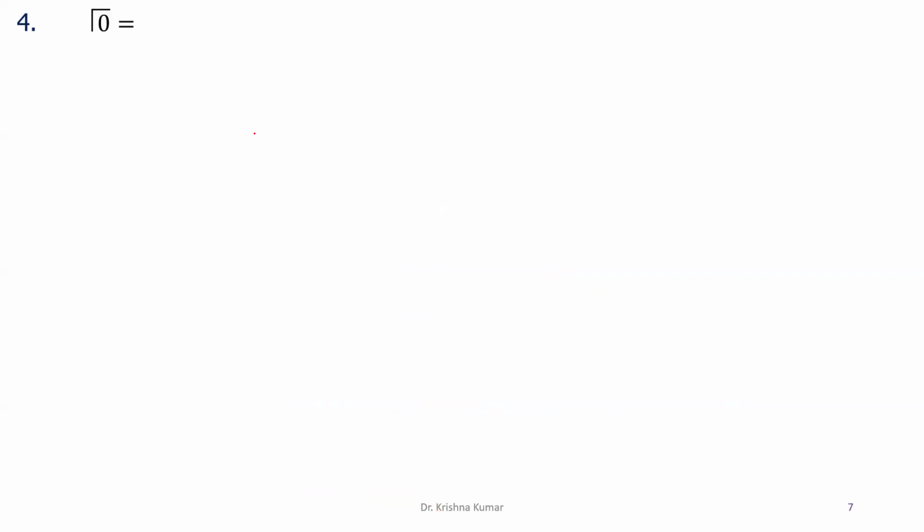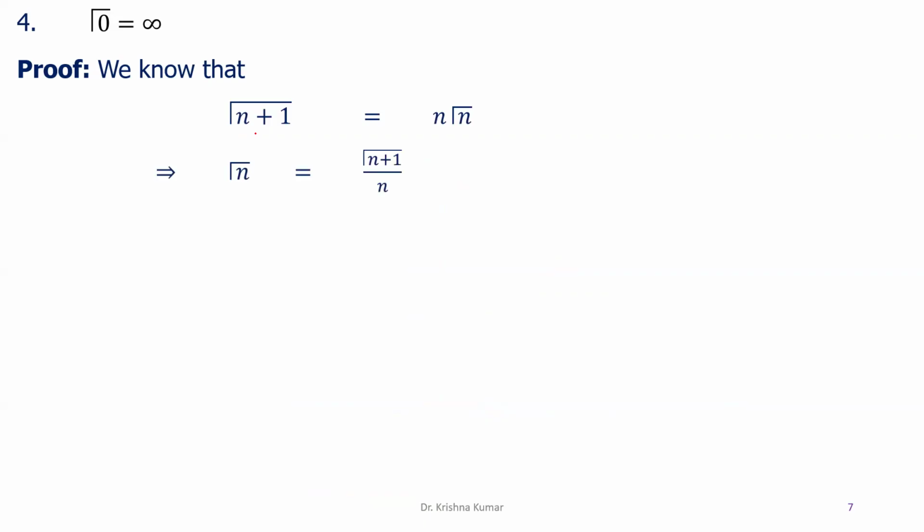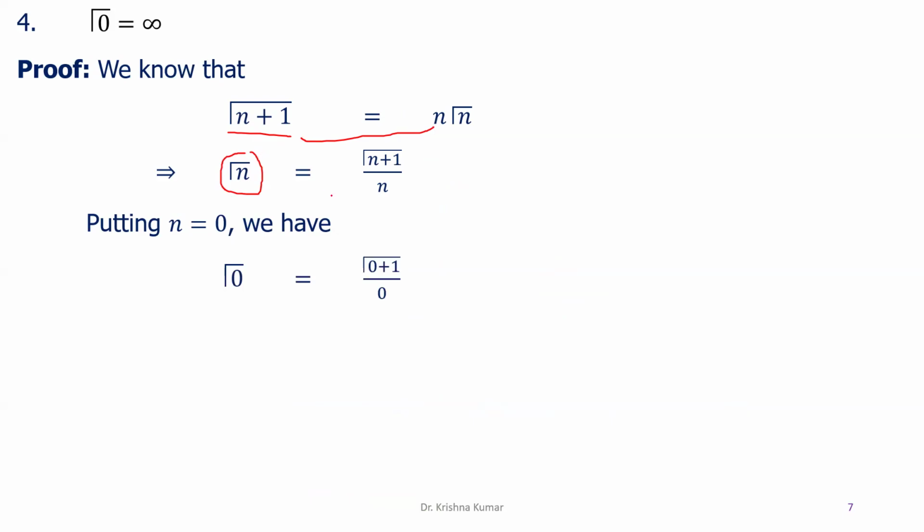Property number 4, gamma of 0 is equal to infinity. So let us try to prove this one. We know that gamma n plus 1 is equal to n gamma n. So gamma n is equal to gamma n plus 1 upon n. Now let us put n equal to 0. Then the left hand side is gamma 0. Gamma 0 is equal to gamma 0 plus 1 upon 0. So gamma 0 plus 1 is gamma 1 divided by 0, and gamma 1 is equal to 1. So 1 divided by 0 is not defined, means it is infinity. So that's why gamma of 0 is equal to infinity. This is the property number 4.